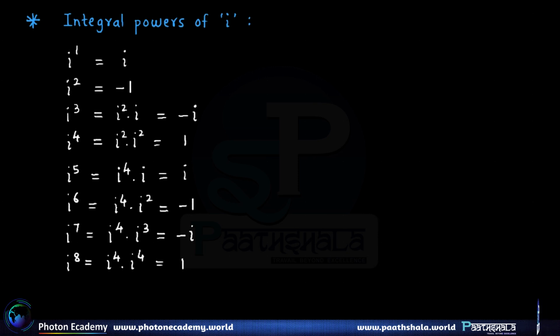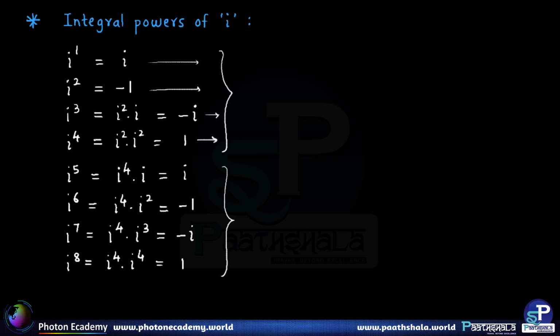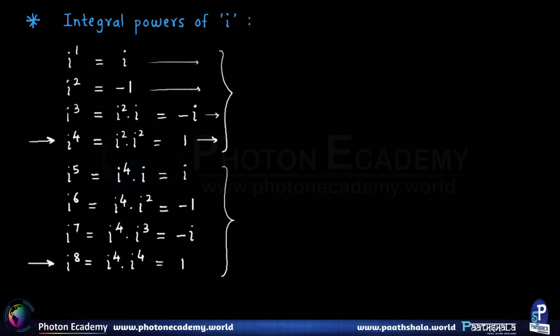So if we observe the pattern, that is, here we have i, here we have minus 1, then minus i and 1. The same pattern now continues for all the subsequent powers. So that is where we can now generalize and write down the different powers of i as follows. For that, let us start off with these powers, which are the multiples of 4. So we can write that i raised to 4n is equal to 1.